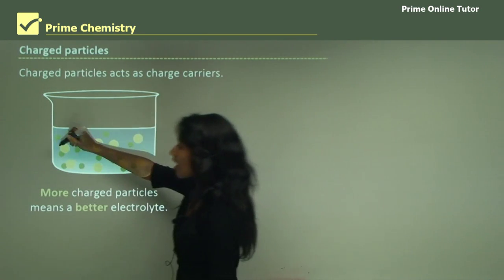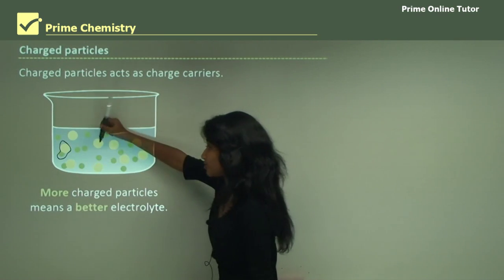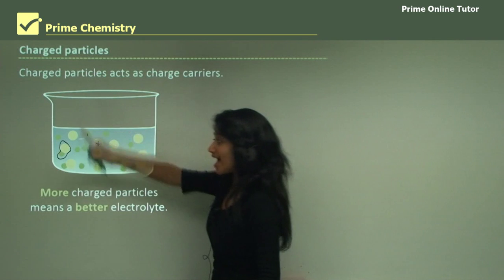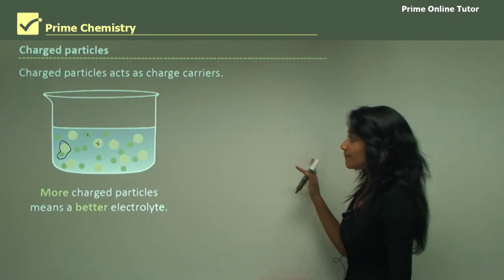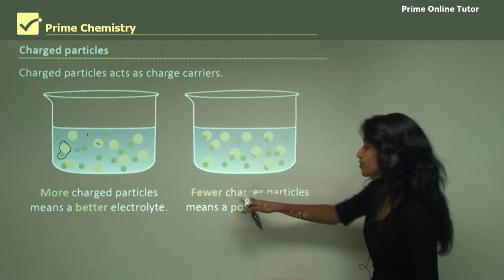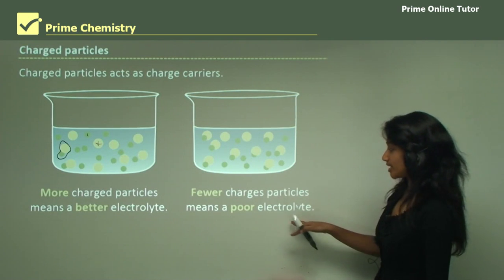Now note that these are acid particles, and when they're released they produce a charged particle. So for example, they produce a cation as well as an anion. And in here we have a lot of those. But this is compared against this, which has fewer charged particles, meaning a poor electrolyte.